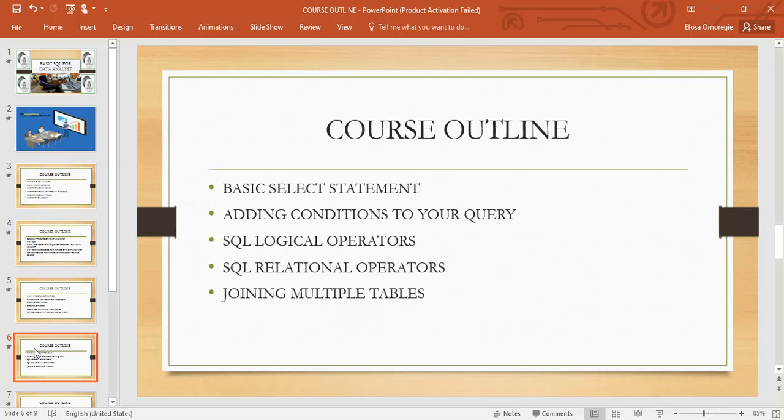So we also look at the basic select statement. This is the query we're going to be writing using SQL. Adding conditions to your query, SQL logical operators, SQL relational operators, then joining multiple tables.